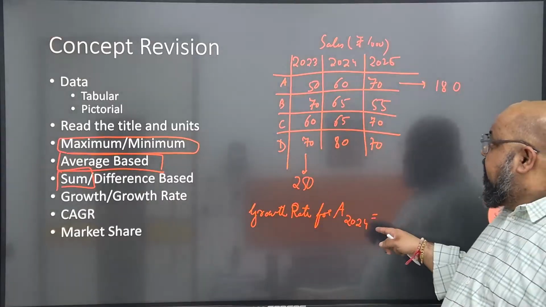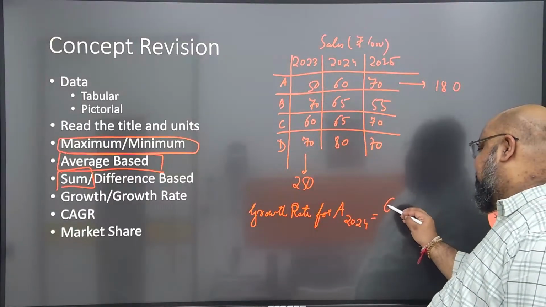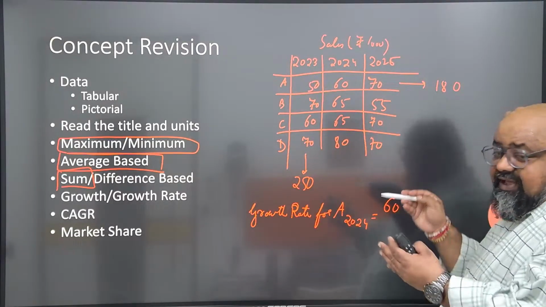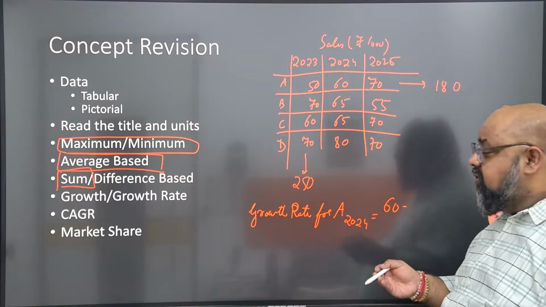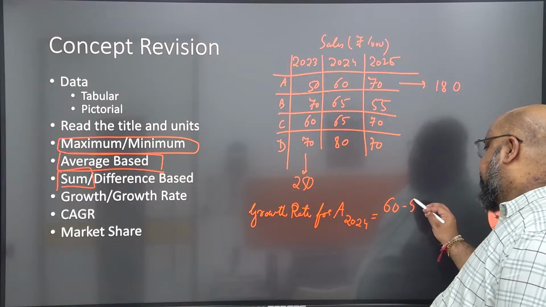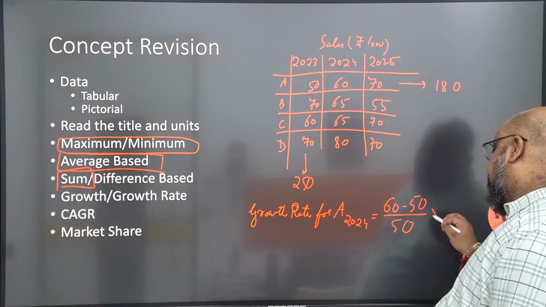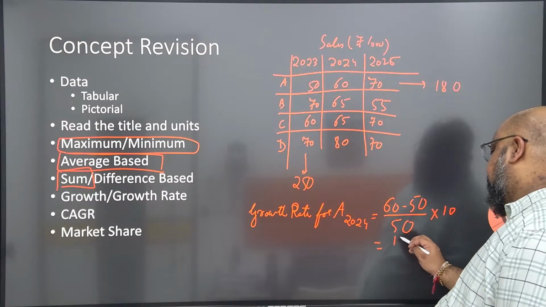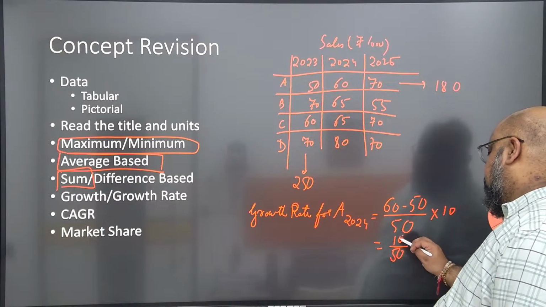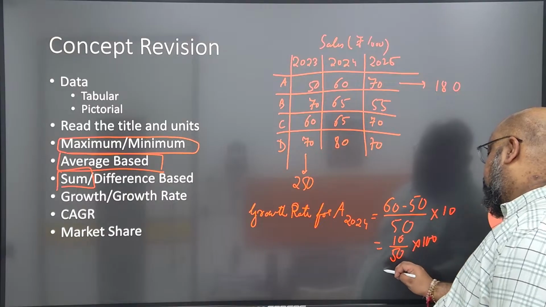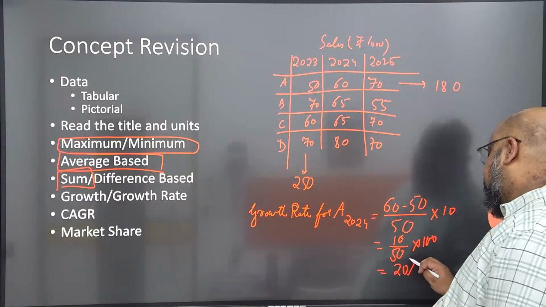And therefore, for 2024, the growth rate will be 60 final value, which is the value in the year for which you are calculating growth or growth rate, minus initial value 50, upon initial value, into 100. This comes out to 10 by 50 into 100 or 1 by 5, which is 20%.